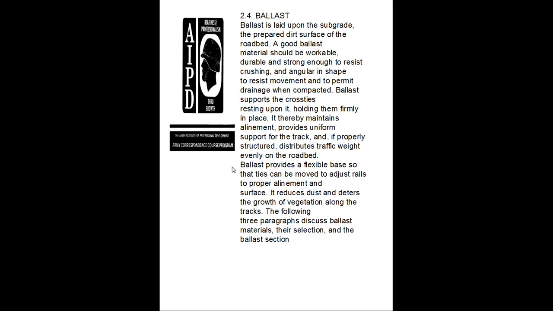2.4. The ballast. The ballast is laid upon the subgrade, the prepared dirt surface of the roadbed. Good ballast material should be workable, durable, and strong enough to resist crushing, and angular in shape to resist movement. It should permit drainage, and when compacted, the ballast supports the cross ties, holding them firmly in place, maintains the alignment, provides uniform support of the track, and properly distributes traffic weight evenly on the roadbed. The ballast provides a flexible base so that the ties can be adjusted to bring the rails to proper alignment and surface, and it reduces dust and deters the growth of vegetation along the tracks. The following three paragraphs discuss ballast materials and ballast selection.